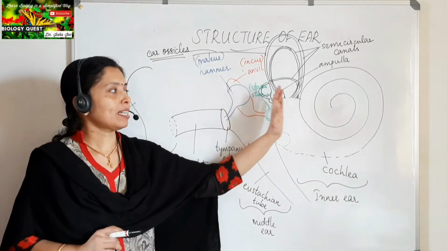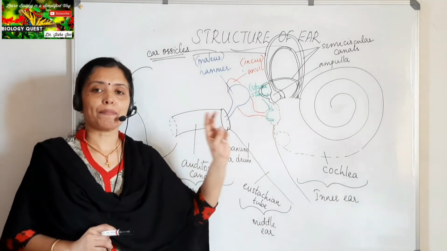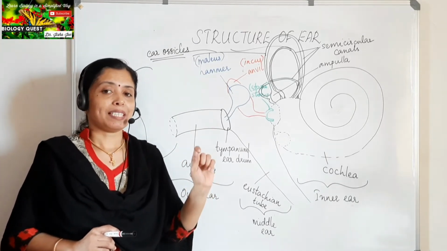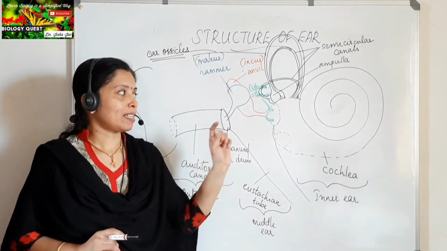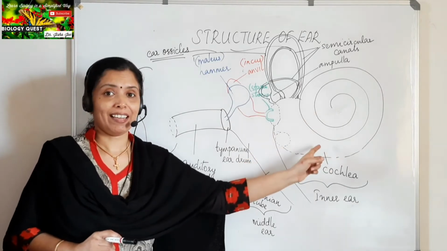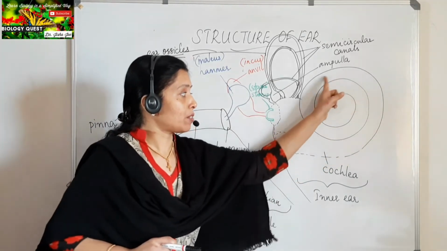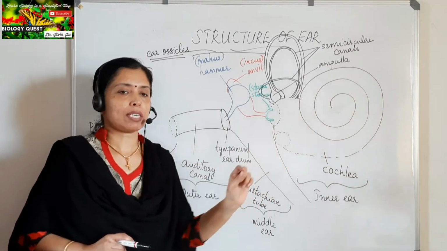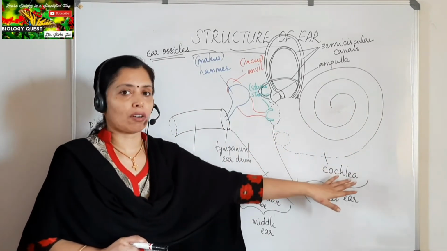Then moving on to the inner ear. The inner ear comprises two parts. The first part is the cochlea, which is spiral in shape, like a snail shell. It has 2.5 turns. That is the cochlea.